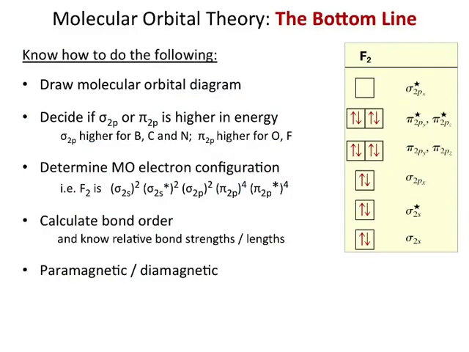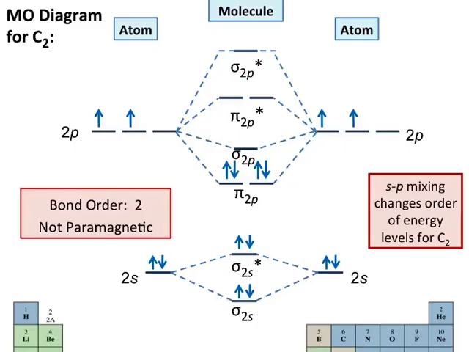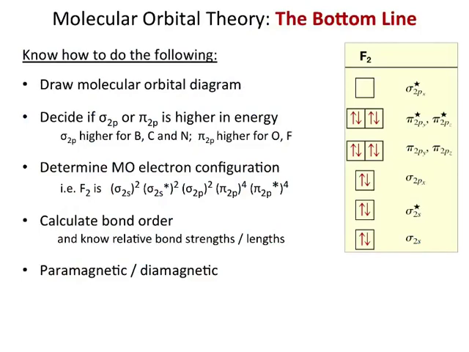All right, last slide, almost there. As a student, I'm guessing you want to know what you're going to need to know, and here it is. So you need to know how to draw this molecular orbital diagram. So for example, you need to be able to draw this. You need to know how to deal with this sp mixing as to whether this sigma 2p or pi 2p is higher in energy, which we just talked about.